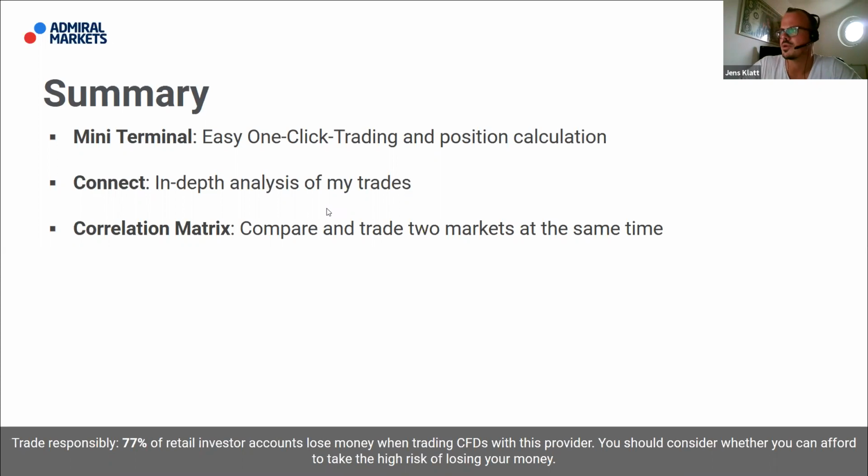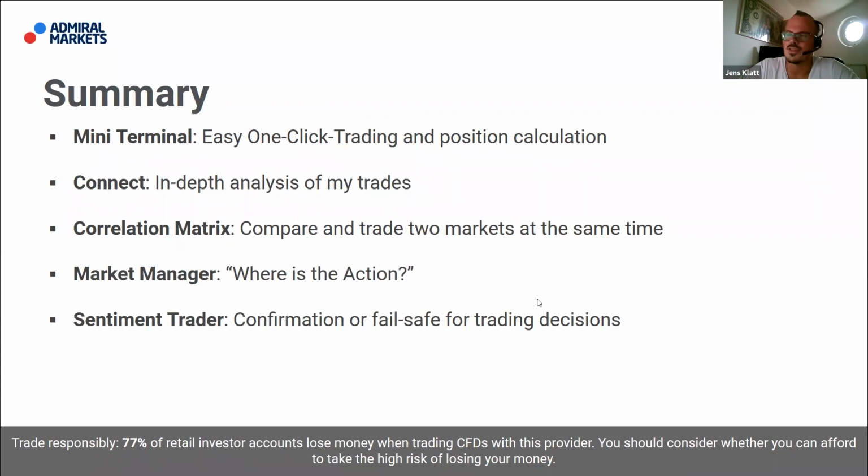The correlation matrix compares and trades 2 markets at the same time. The main reason for using that in my case is to make sure that you do not over-leverage your account when trading 2 negatively or positively correlated markets, depending on which direction you trade. The answer the market manager delivers is, where's the action? In my case, I use it as a large tool for prices especially. And then we have the sentiment trader as a confirmation or fail-safe for trading decisions, in fact. So if the majority goes long, you should favor the short side, and the other way around.